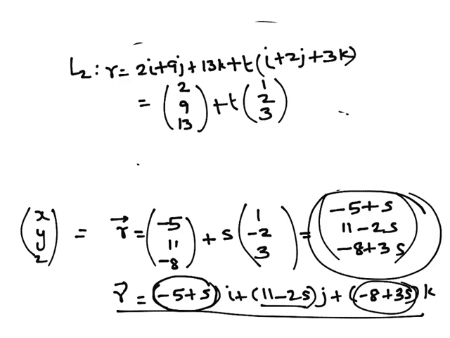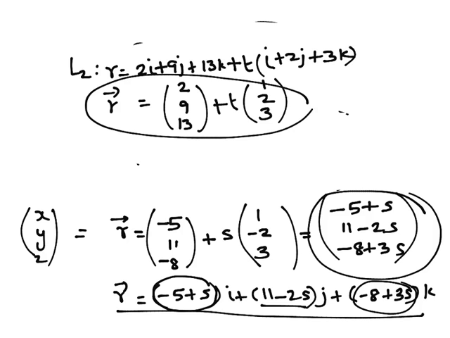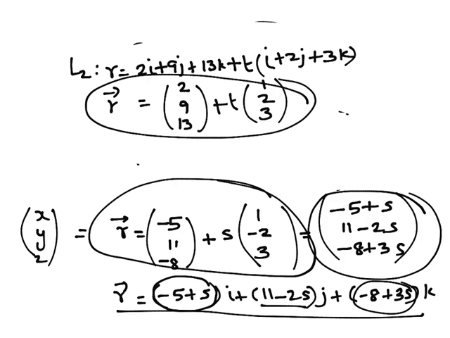The lines L1 and L2 intersect at a point T. Find the position vector of T. That means you need to solve this and this. Now I'm not going to do that, students, because it's quite simple. We have already done 2 problems of that type, so you can solve them yourself and find the answer.